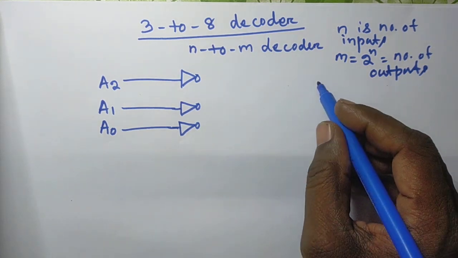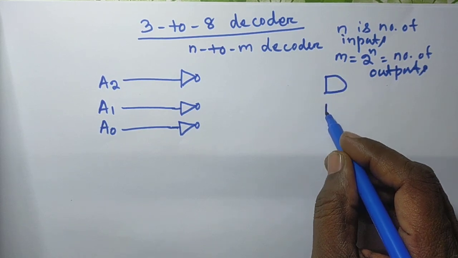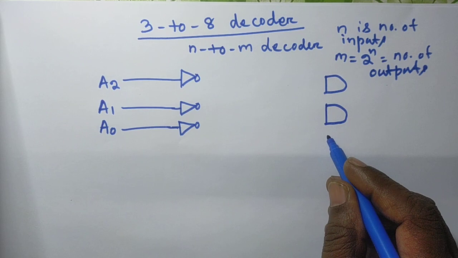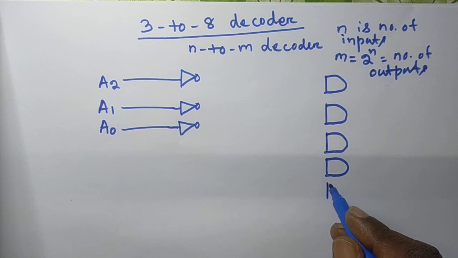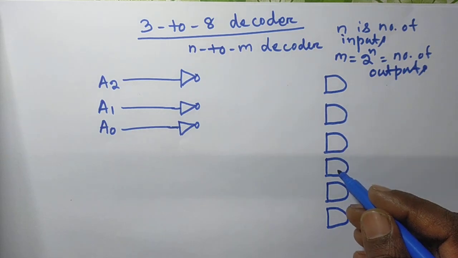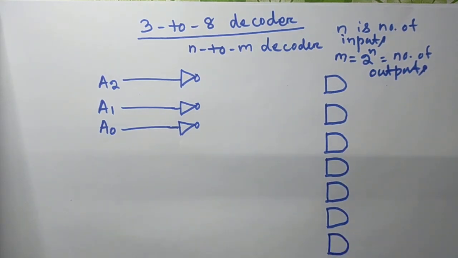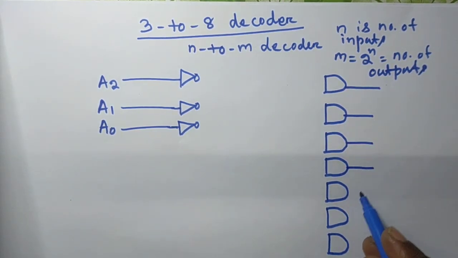After that, we will consider 8 AND logic gates in a very simple way: 1, 2, 3, 4, 5, 6, 7, 8. We will consider these AND logic gates. Now, each AND logic gate provides an output. I will show you what kind of output.